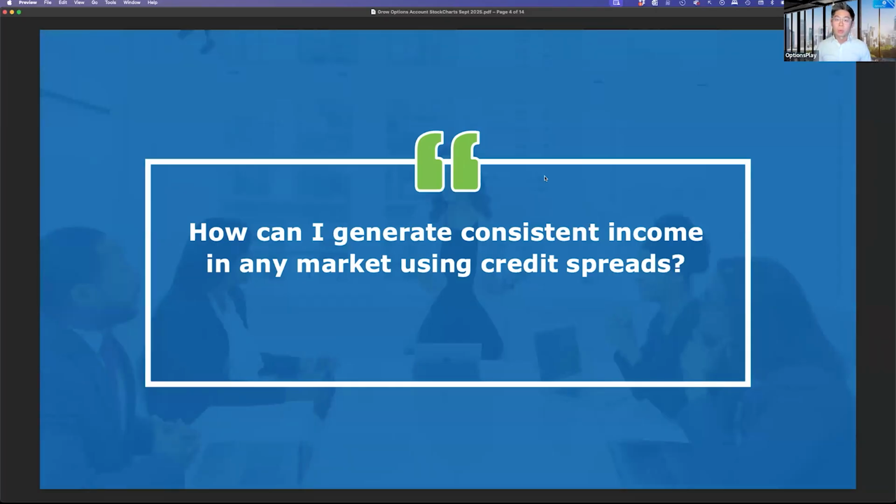But the primary thing that I want you to be able to walk away from today's session is a clear understanding as to how you can generate consistent income in any market condition using credit spreads. So today we're going to focus our attention on helping you understand how to utilize credit spreads to consistently generate income in your portfolio and grow your account over time.